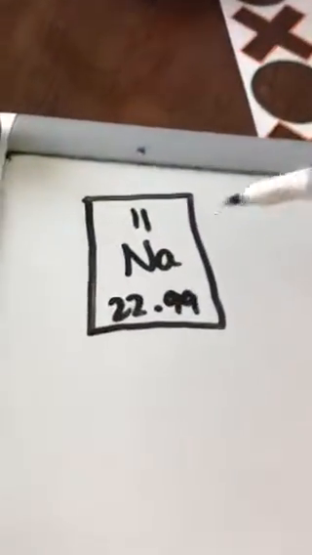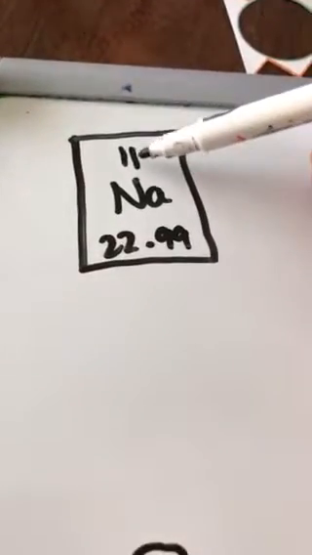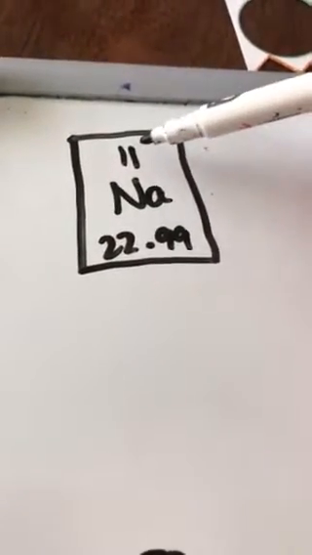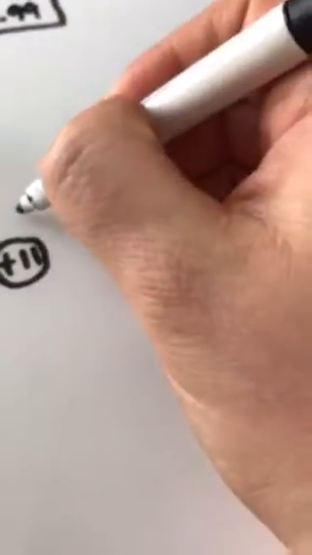When you're looking at the periodic table like this, you can tell how many electrons an atom is going to have based on this number. So sodium has 11 electrons, okay? It also has 11 protons in the nucleus.